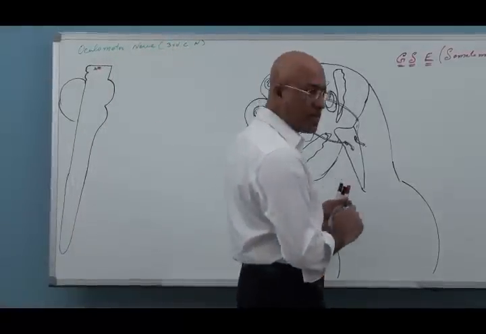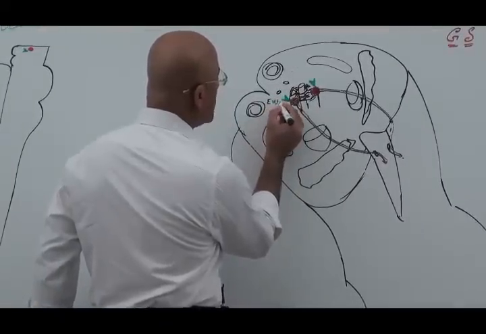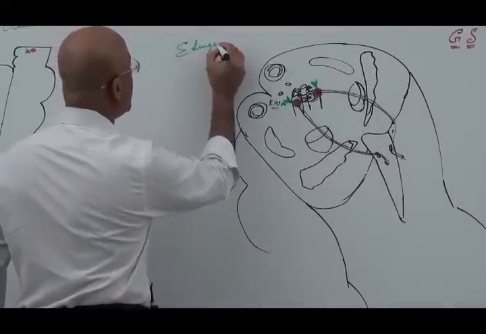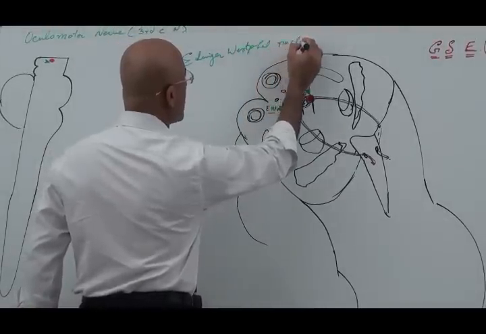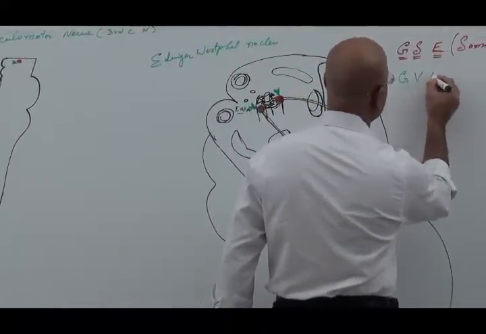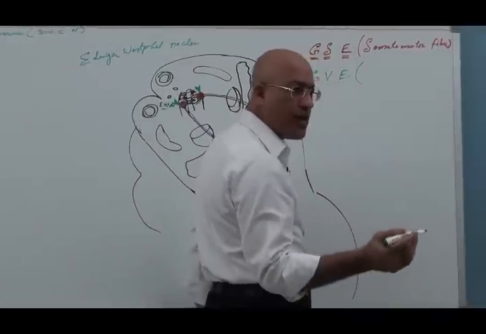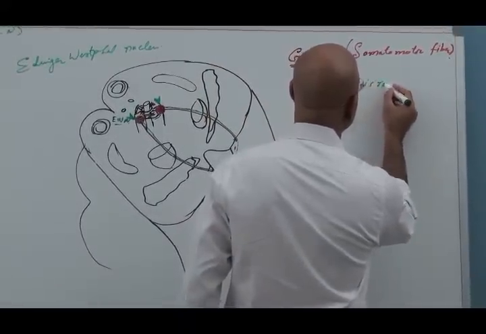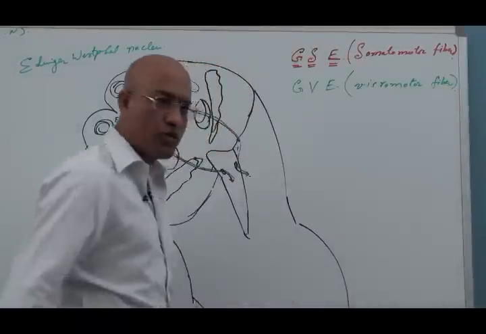So these green fibers, which are originating from the Edinger-Westphal nucleus, are also called general visceral efferent. These are parasympathetic fibers, or we will call them simply parasympathetic fibers, or we can also call them visceromotor fibers.